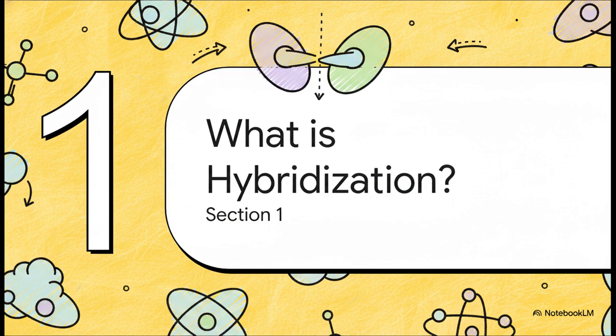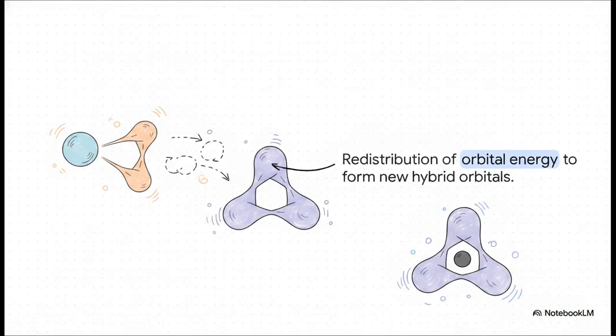Section 1. What is hybridization? Okay, let's dive right into this and tackle the core definition. At its most fundamental level, hybridization is all about the redistribution of orbital energy. When an atom is getting ready to form a bond, its atomic orbitals, which have slightly different energies, like an s and a p orbital, actually mix together. This process effectively redistributes their energy and their shapes to give birth to entirely new orbitals. And these new orbitals have equivalent energy to one another, and they're mathematically optimized to form the strongest possible bonds. It's a real game changer for the molecule.